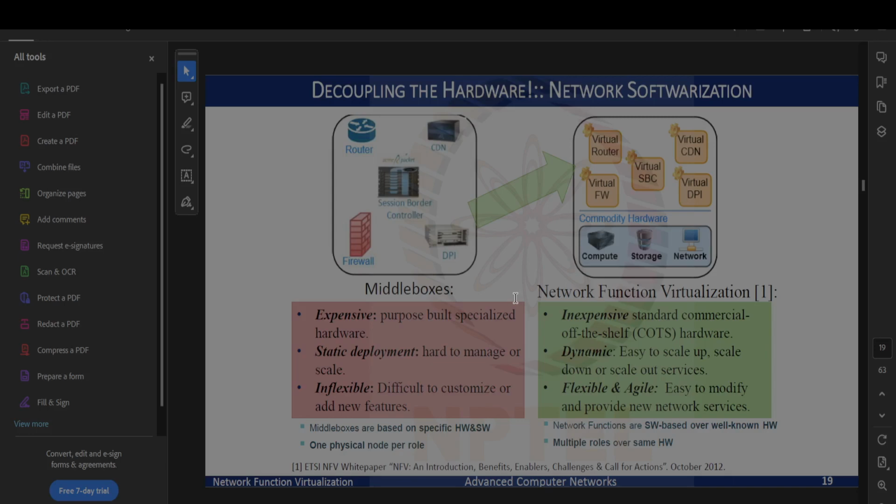a virtual CDN, virtual DPI, virtual firewall, virtual NAT. So this is the whole idea of network function virtualization. So instead of having the software and the hardware clubbed in a single device, can we implement the functionality?